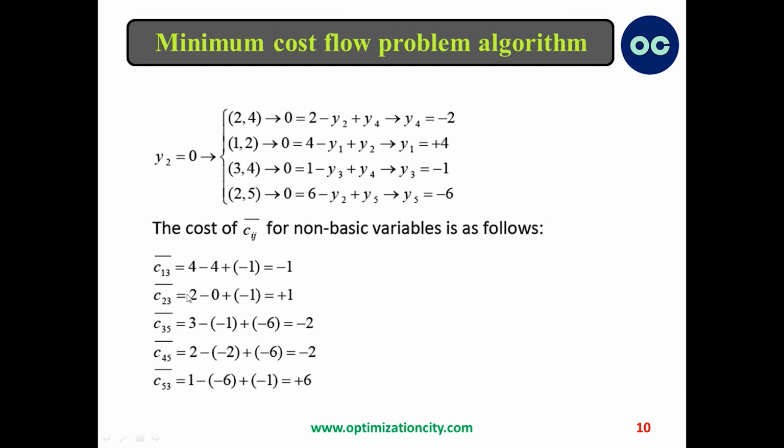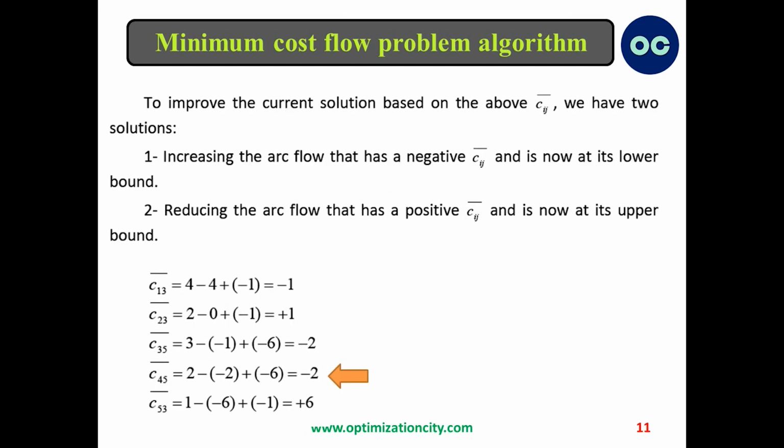So the question is how to improve the current basic solution. To improve the current basic solution using the provided Cij bar for the non-basic variables, there are two options. First, increase the flow through an arc that has a positive Cij bar and is currently at the minimum limit. Second, decrease the flow through an arc that has a positive Cij bar and is currently at the maximum limit. Considering this case, the only possible candidate is arc 4, 5.